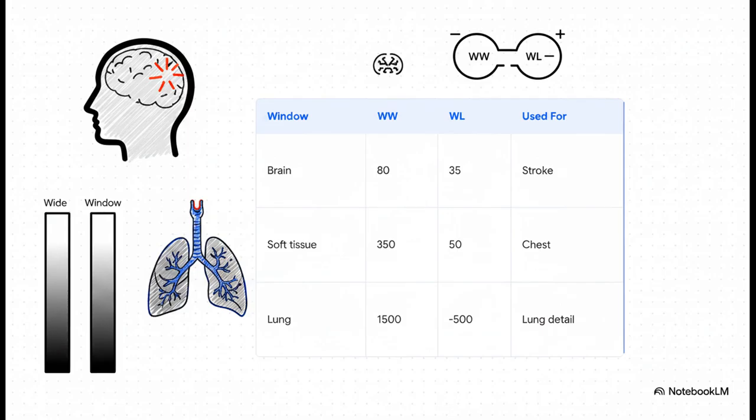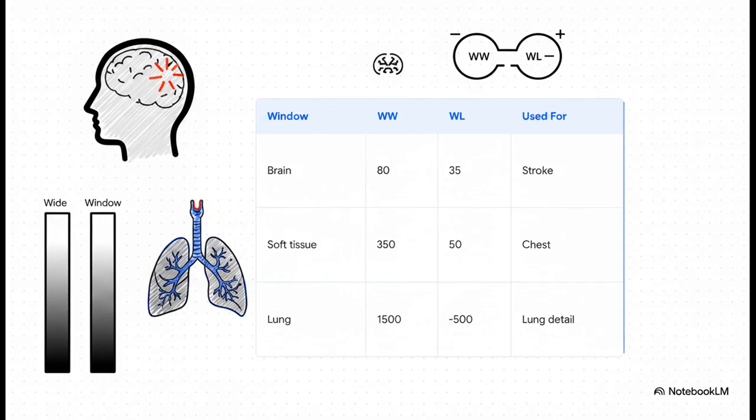Here's the thing, though. A CT scanner records thousands of these Hounsfield units, but our human eyes can only distinguish about 60 to 80 shades of gray. That's exactly why we use windowing. Window width controls the contrast, while the window level controls the overall brightness, usually centered right on the specific tissue you're trying to look at.